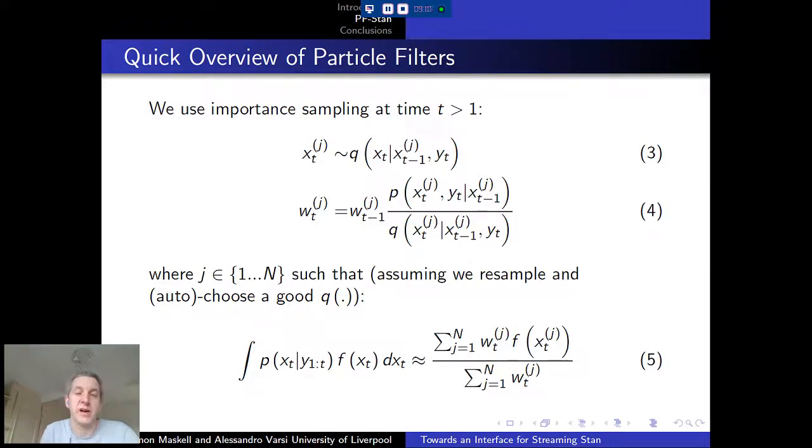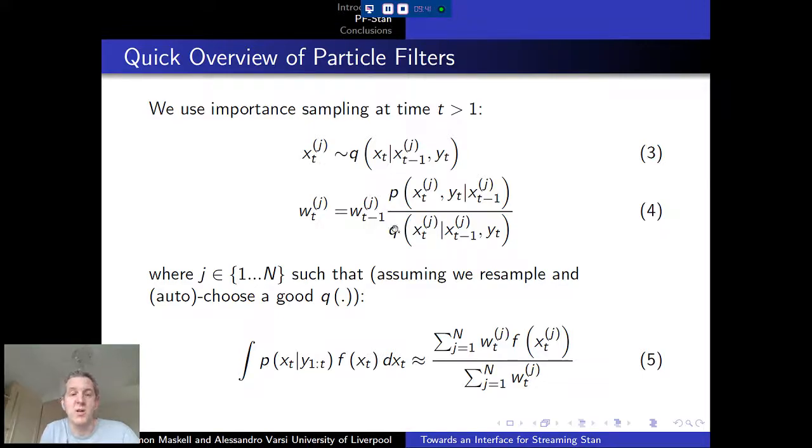We then, since we sample from q and we're actually interested in p, can make the new weight, which is the importance weight associated with x_t^j. That weight w_t^j is equal to the old weight of the j-th particle, w_{t-1}^j, multiplied by the ratio of the incremental joint distribution and this proposal.